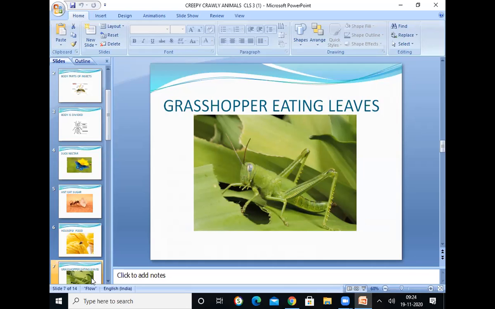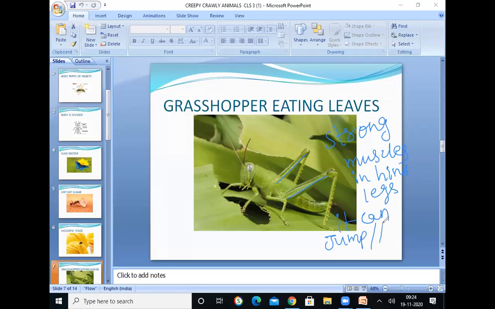You can see here the hind legs. Because of the strong muscles in the hind legs, it can jump or hop.